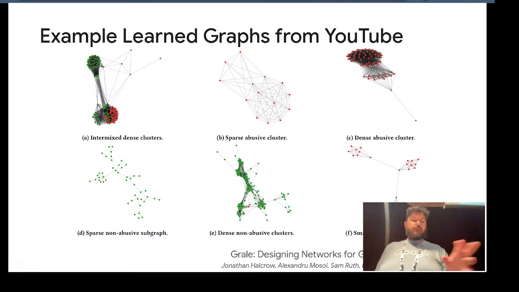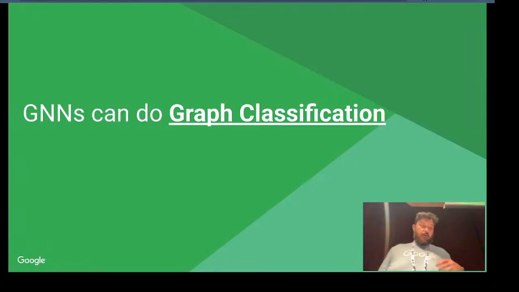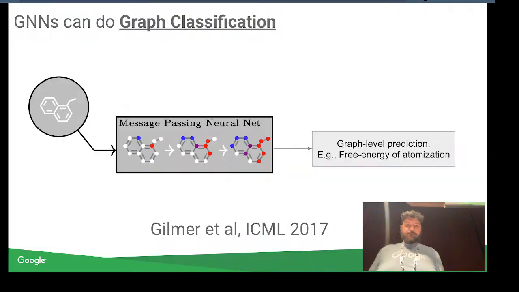You can see non-abusive areas of the graph, which are sort of sparsely connected. And you can see kind of interesting mixtures of those things. So if you want to hear more about that, you can see our paper from KDD. And then finally, graph classification.